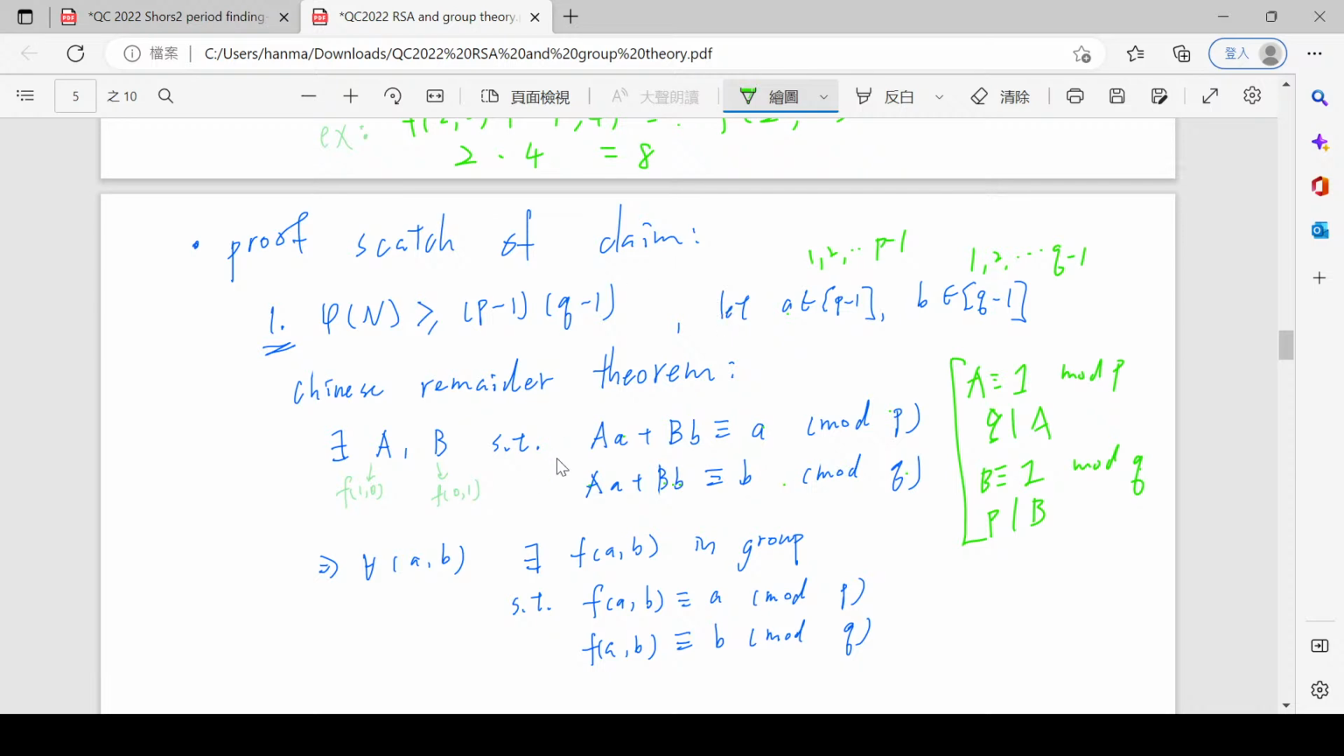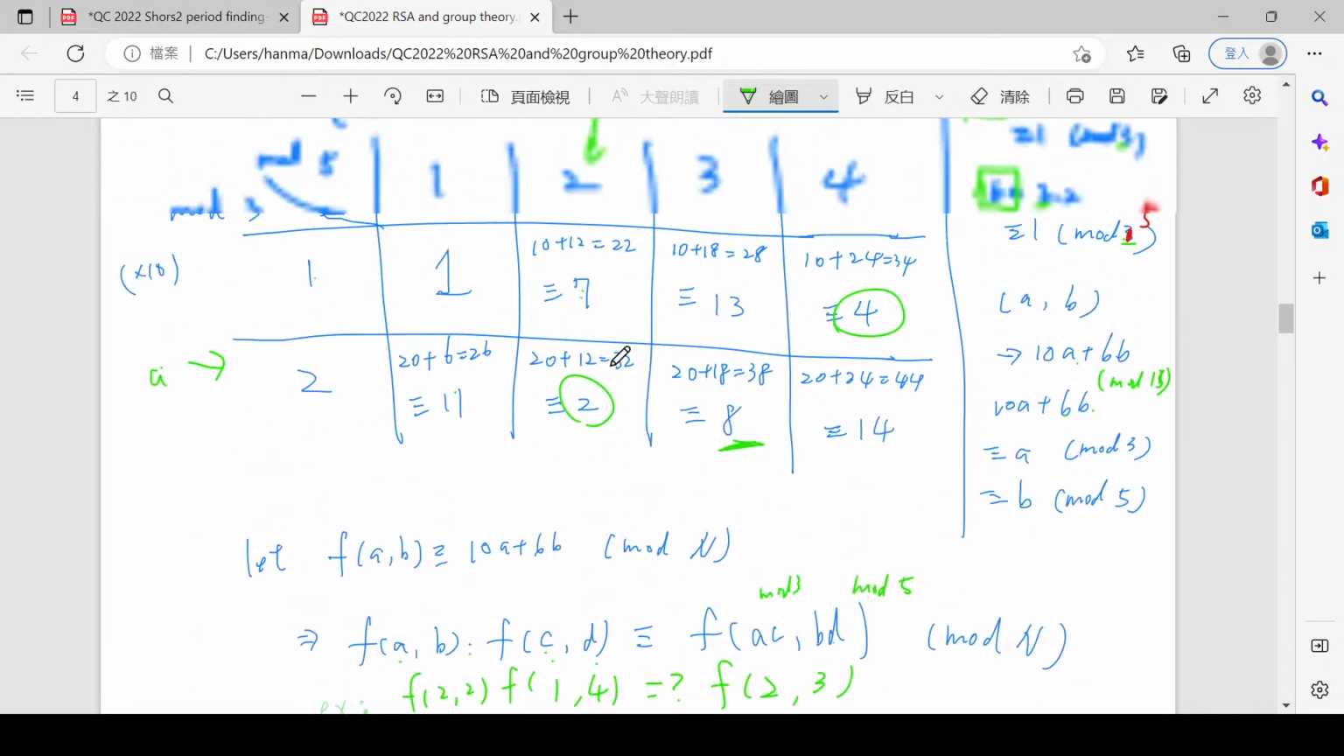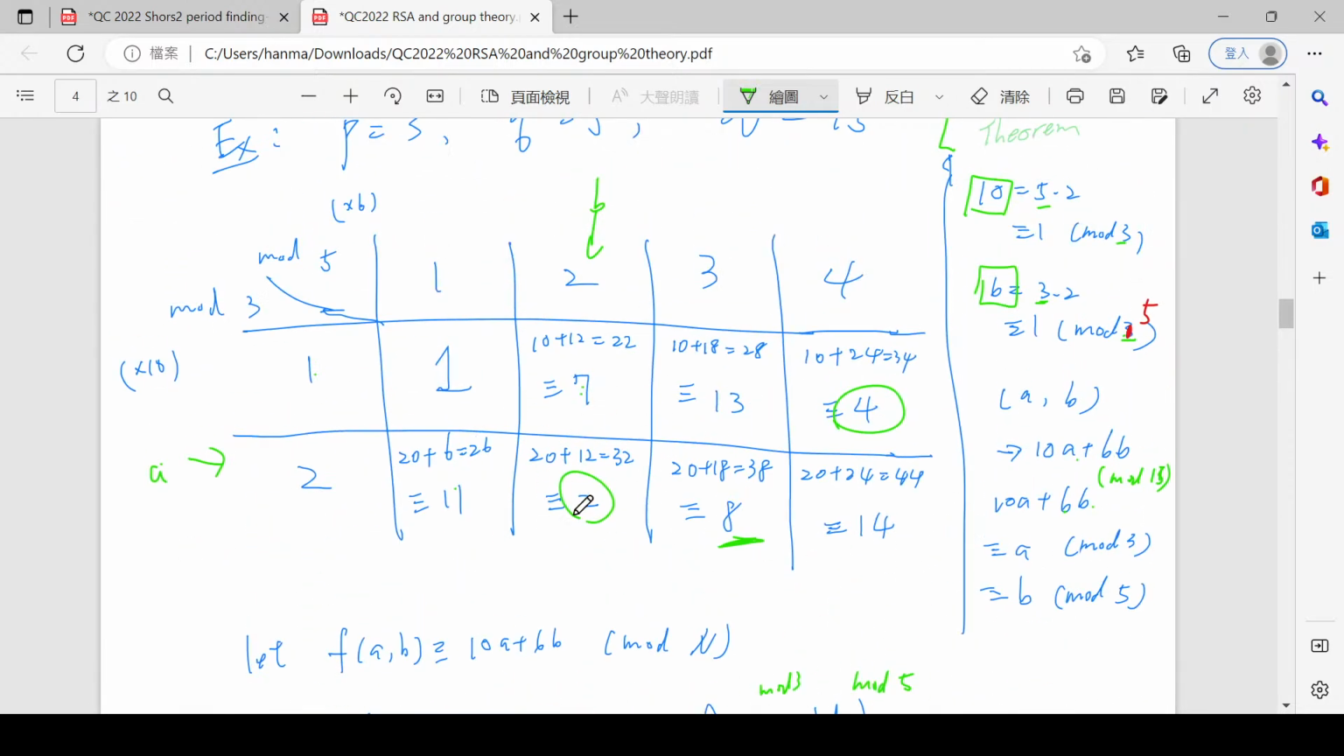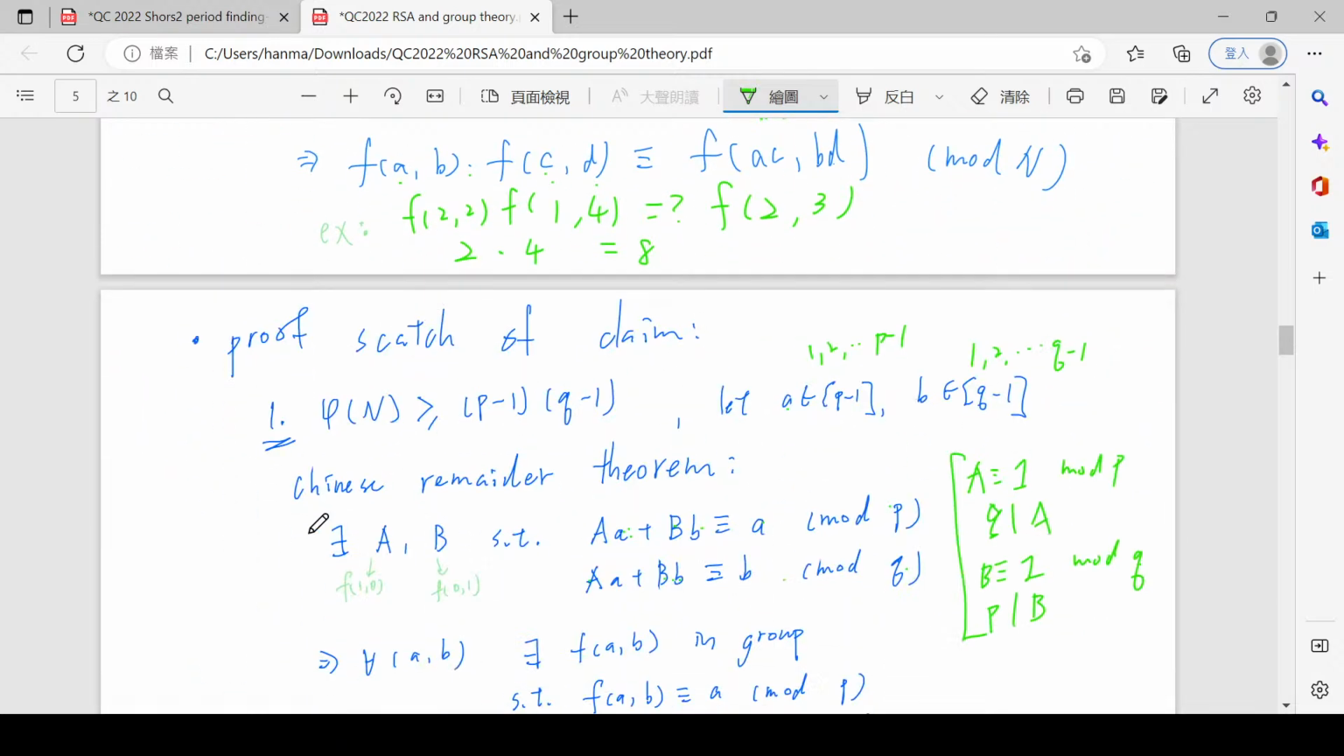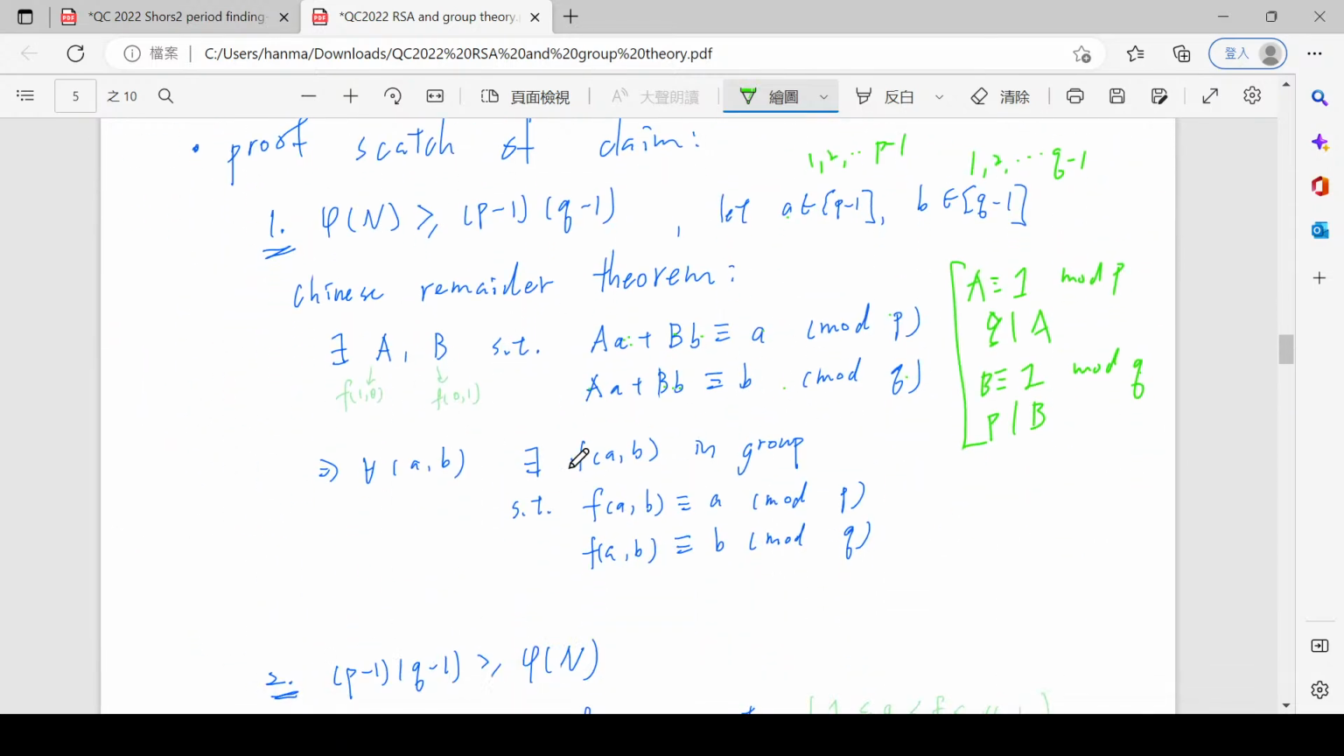And so you see that you can just take big A times small a plus big B times small b, then mod PQ, and you can find you can fill in the slot inside this table. So you see that every slot of the table can be filled in. Right? So for every a, b in this P minus 1 by Q minus 1 table, there exists some number inside the group. Okay.